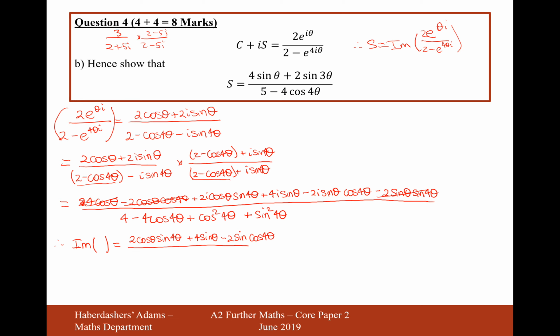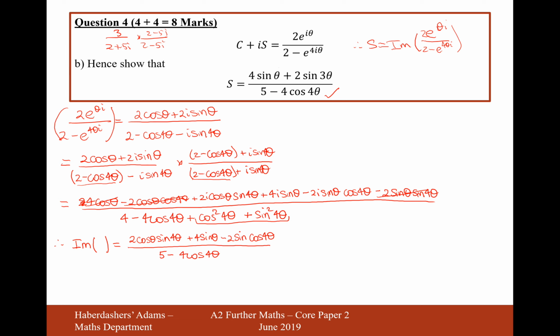And then it's all going to be over 4, but then we've got this cos squared 4 theta plus sine squared 4 theta. It doesn't matter what the angle is actually. Cos squared plus sine squared will always equal 1. So it's 5 minus 4 cos 4 theta. Great, we've perfectly got the denominator now. Now we just need to sort out the numerator.